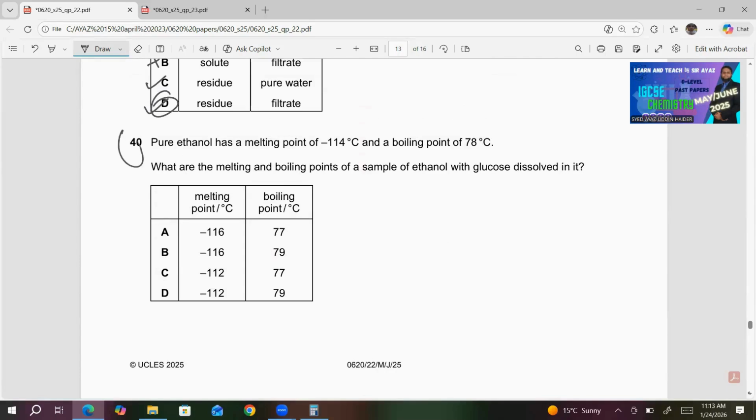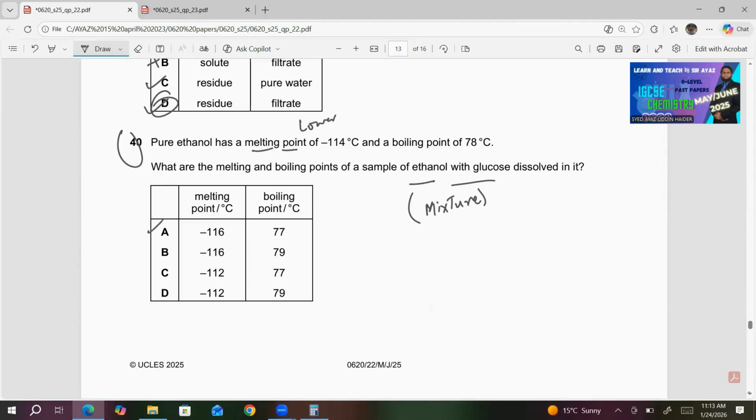40. Pure ethanol has a melting point of minus 114 degrees centigrade and a boiling point of 78 degrees centigrade. What are the melting and boiling points of a sample of ethanol with glucose dissolved in it? No, it's a mixture. It's not a pure substance. So impurity lowers melting point. Lower melting point. So it must be lower than this one, not higher than this one.